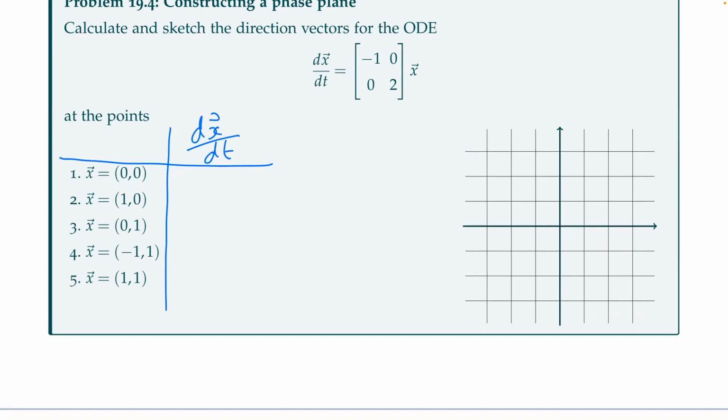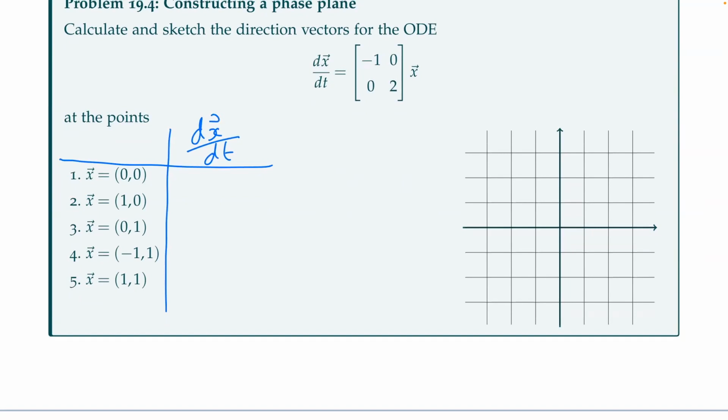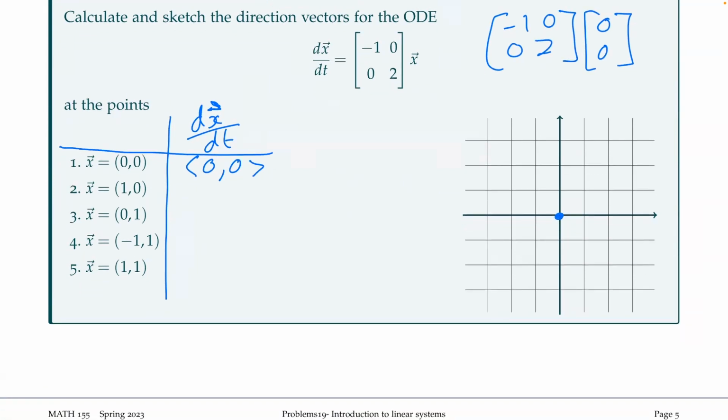Okay, so if I take 0, 0, so if I look at -1, 0, 0, 2 times each of these things, so in this case 0, 0, I'm just going to get a vector, and we're always going to end up with a vector here. So x is a vector. So we just end up with a 0 vector. So that means that if I start at the origin, I don't actually move anywhere. I have a 0 vector. I'm just going to represent this as a point. We can't draw an arrow with length 0.